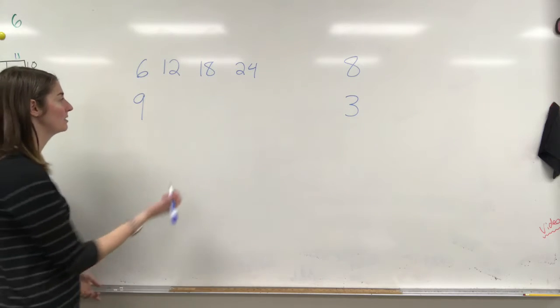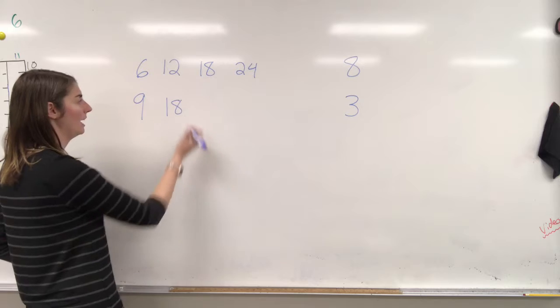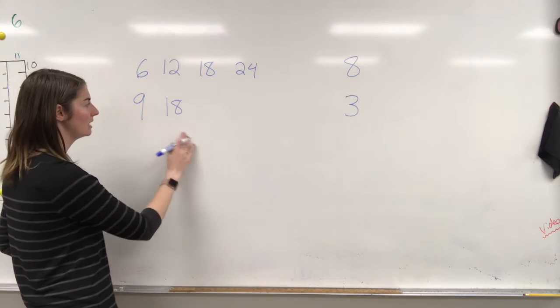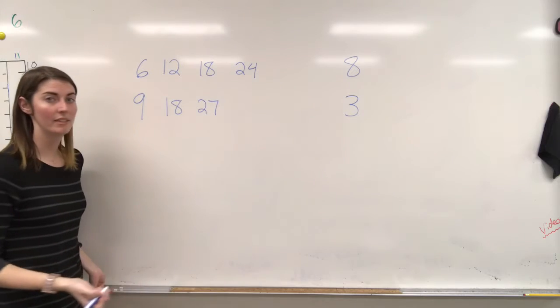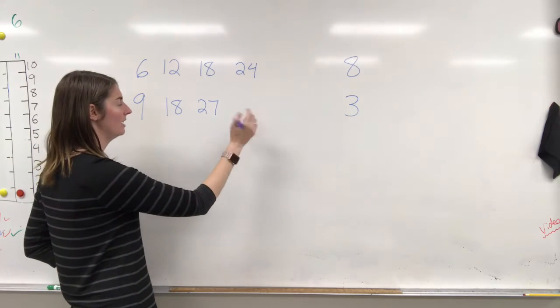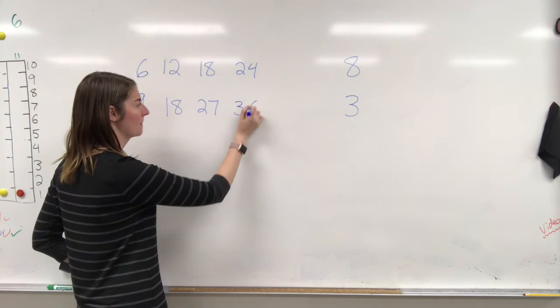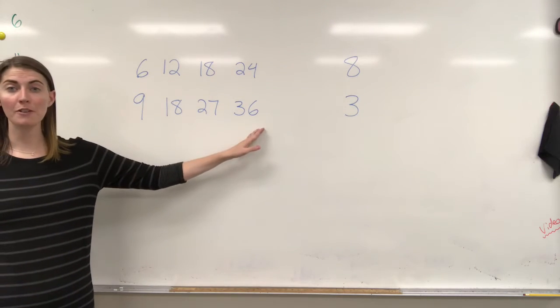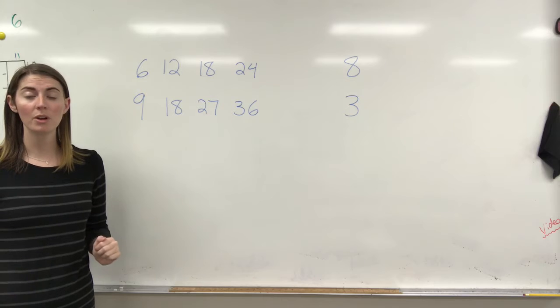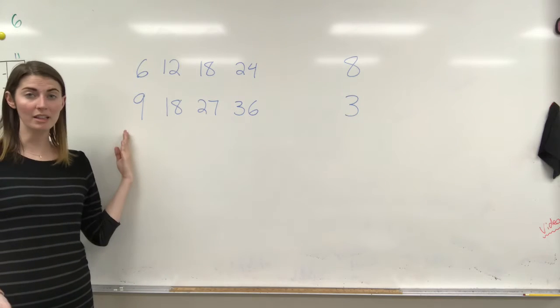Let's list out our multiples of 9. 9 plus 9 gives me 18. 18 plus 9 gives me 27. 27 plus 9 gives me 36.